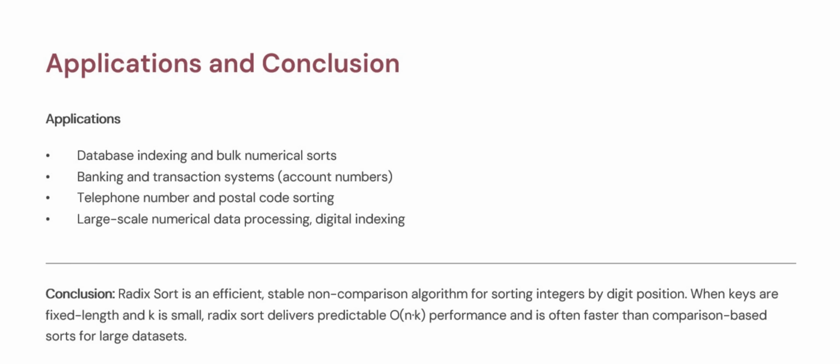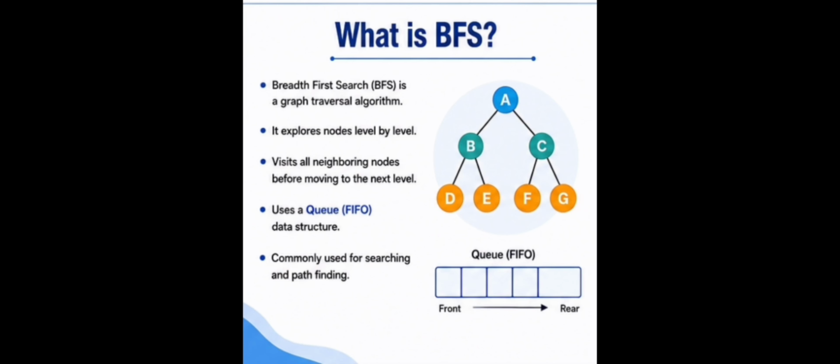I'm Huda Rashid. I'm taking the topic BFS, Breadth First Search. BFS is a graph traversal algorithm. It explores nodes level by level. It visits all neighboring nodes before it moves to the next level. It uses a queue data structure, which follows the FIFO, first in first out principle. It's commonly used for searching and path finding.